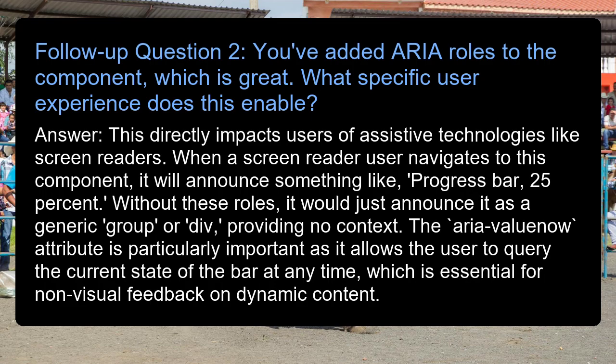Follow-up question 2. You have added ARIA roles to the component, which is great. What specific user experience does this enable? Answer: this directly impacts users of assistive technologies like screen readers. When a screen reader user navigates to this component, it will announce something like, progress bar, 25%. Without these roles, it would just announce it as a generic group or div, providing no context. The aria-valuenow attribute is particularly important as it allows the user to query the current state of the bar at any time, which is essential for non-visual feedback on dynamic content.